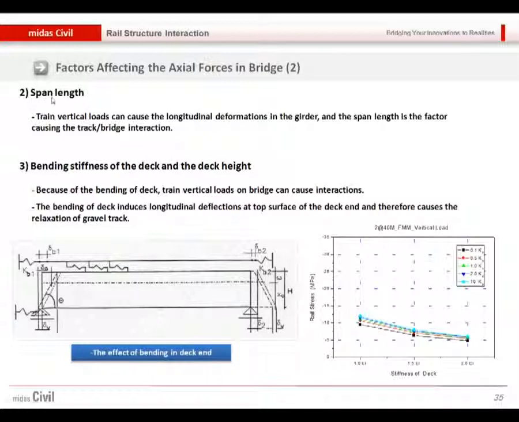The other factor will be the span length and bending stiffness of the deck. The bending stiffness is affected by the height of the deck. So if the height of the deck is not enough, we will have large displacement, and it can exceed our displacement limit, which is 8 mm. So we need to have a certain enough height of the deck for that.